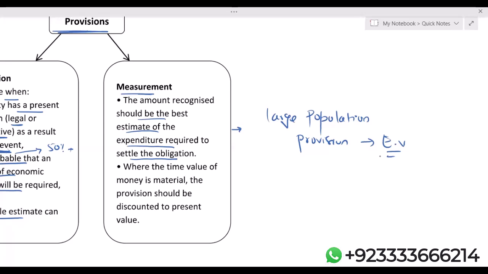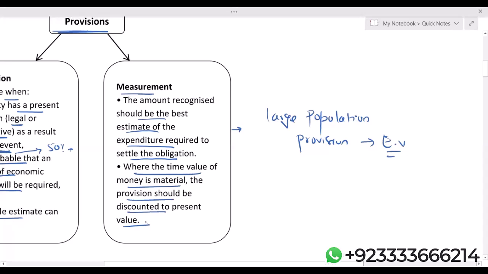So here the best estimate is, there are 90% chances I'll be paying 1 million. Go for 1 million because you're dealing with a single population. But when you are dealing with a large population, we make the provision on the basis of expected values. Where the time value of money is material, the provision should be discounted to the present value.